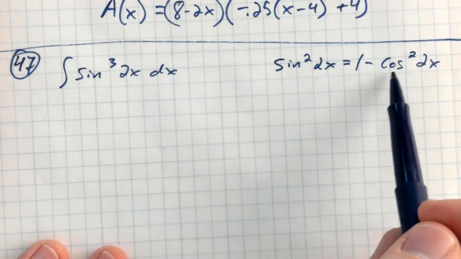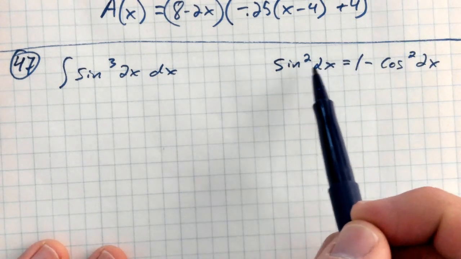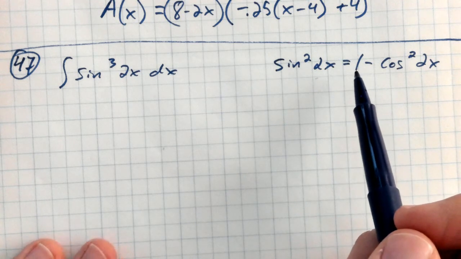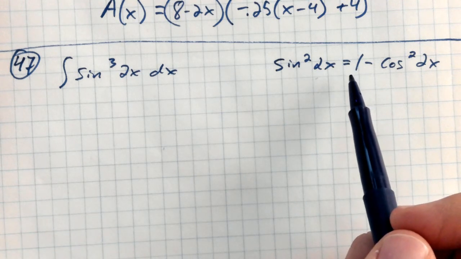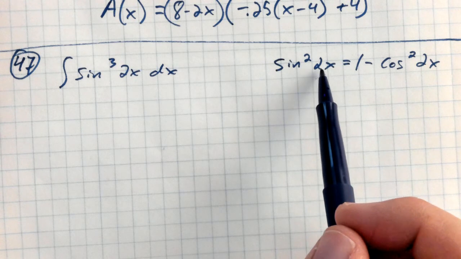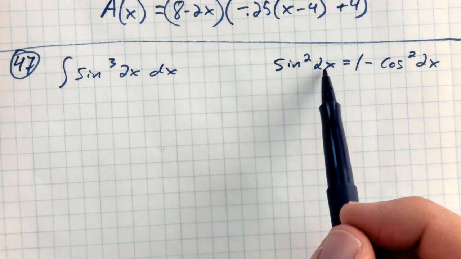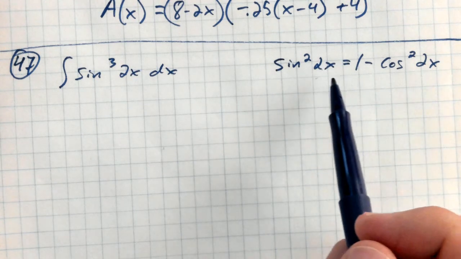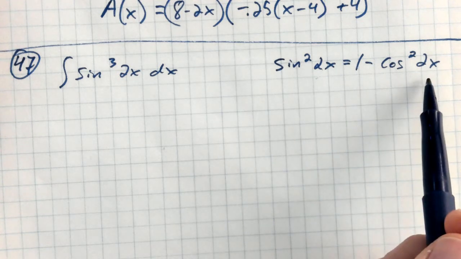So this is an extension of the Pythagorean identity for trig functions, right? Sine squared plus cosine squared equals 1. All they've done here is say instead of theta or x, they have 2x in here, but that's fine. And then they move the cosine squared to the right-hand side.